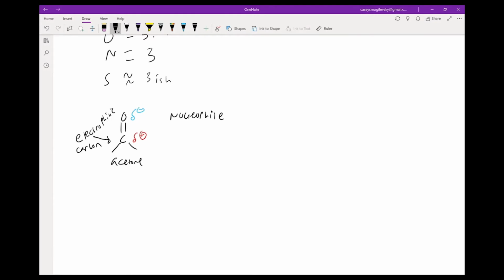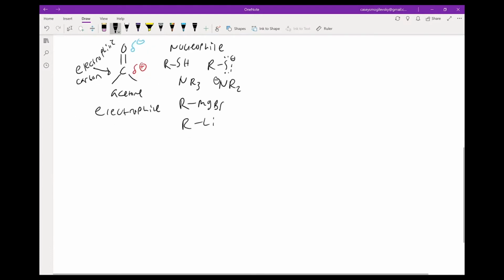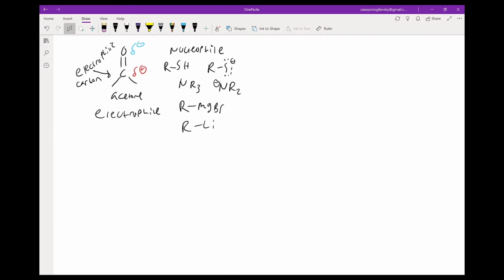And these can be anything from thiols to thiolates, for example, amines, amides, in the sense of the deprotonated amines, Grignard reagents, alkyl lithium reagents, and many, many more.